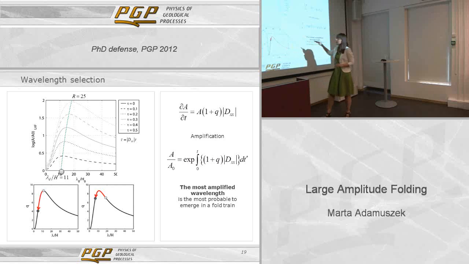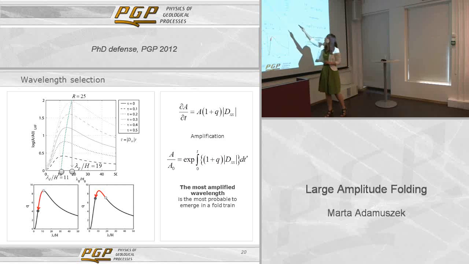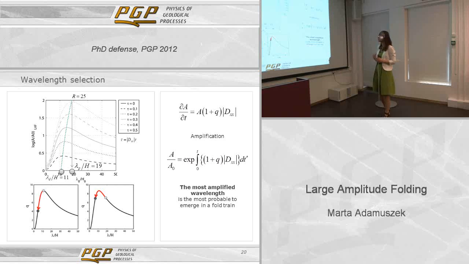So here I plot the amplification as a function of wavelength, initial wavelength to thickness ratio, and I plot it for different times, dimensionless time. Initially, the most amplified waveform was the dominant one. But at dimensionless time 0.5, the most amplified waveform, called the preferred waveform, is a different one. And here I want to say that the dimensionless time is a product of rate of deformation and time.